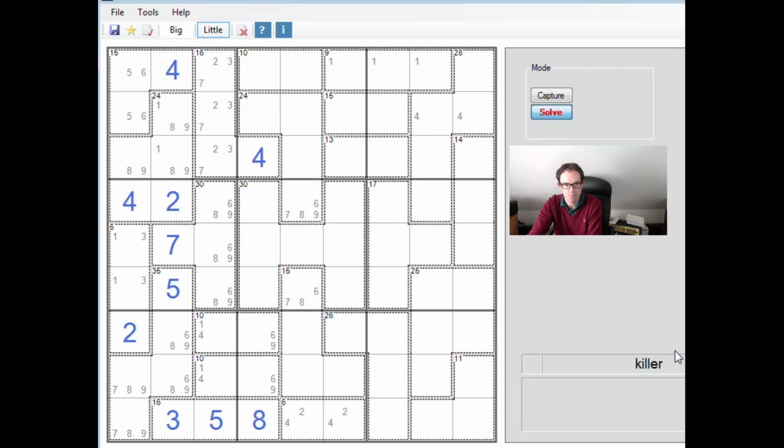So that's not possible. Indeed, 8 isn't possible either, because that would make these three have to add to 7 and be 1, 2, and 4. Also impossible. And 7 is also impossible, because if this was 7, these three cells would have to add to 8, which means they'd either be 1, 2, and 5, or 1, 3, and 4. Either option would clash with the 2 and 4 we've already placed in this 6 cage.